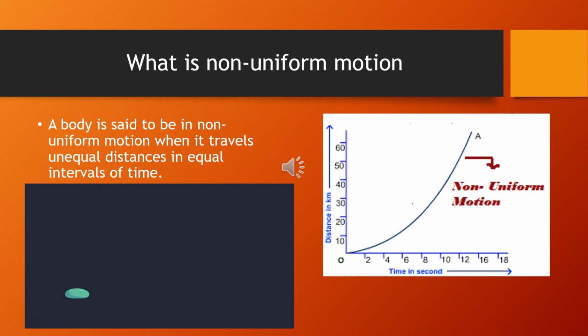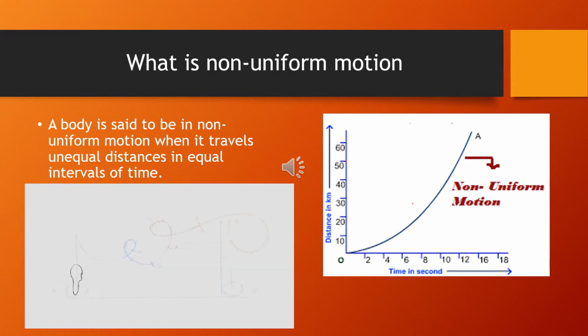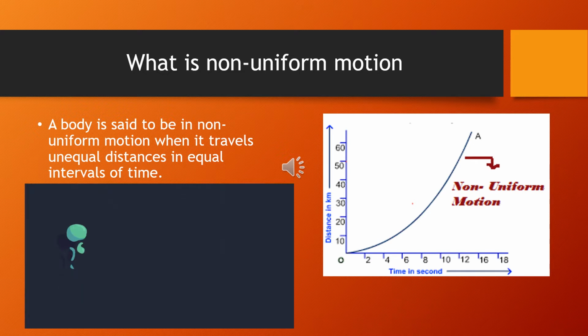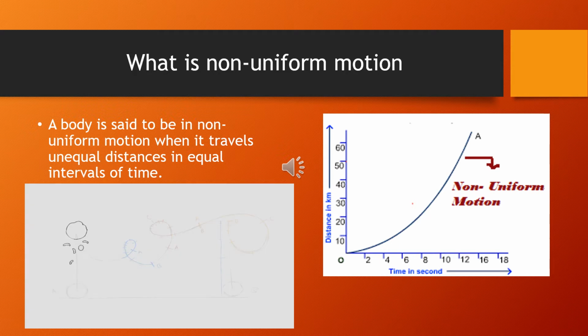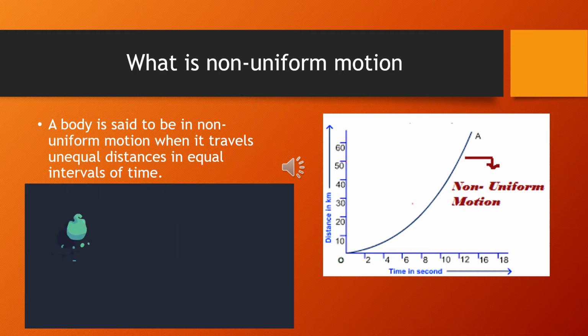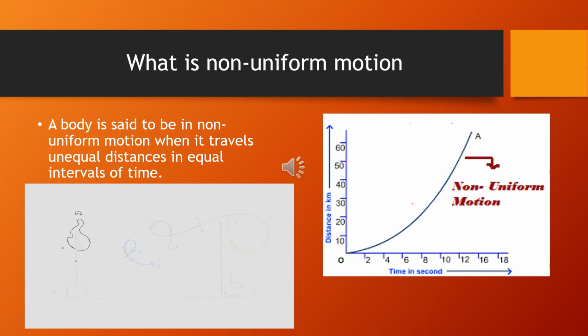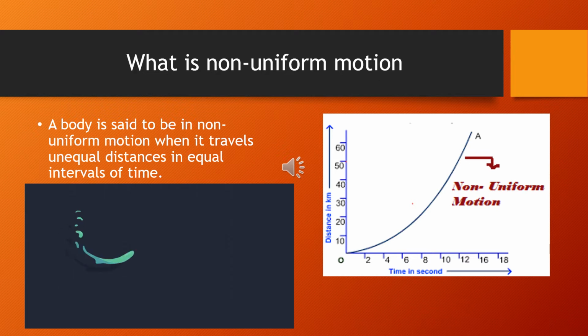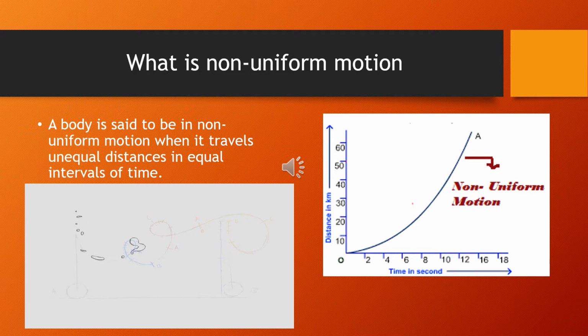Non-uniform motion is the state of a moving body. It is represented through this non-uniform graph. A body is said to be in non-uniform motion when it travels unequal distance in equal interval of time, or maybe unequal interval of time. It may vary, both situations may vary. Look at this droplet. It is also moving in a non-uniform motion, and better to say it is showing a random motion.